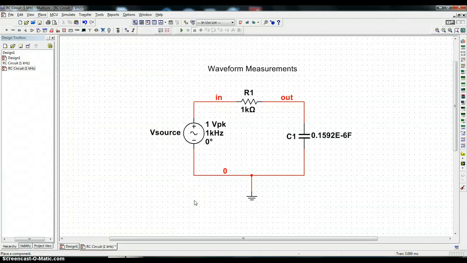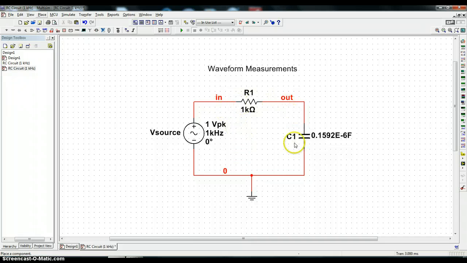This tutorial is entitled Waveform Measurements. Utilizing an AC circuit with the very simple structure that has been used in other tutorials, we will illustrate how to make various waveform measurements, in some sense very similar to what would be done on an oscilloscope.